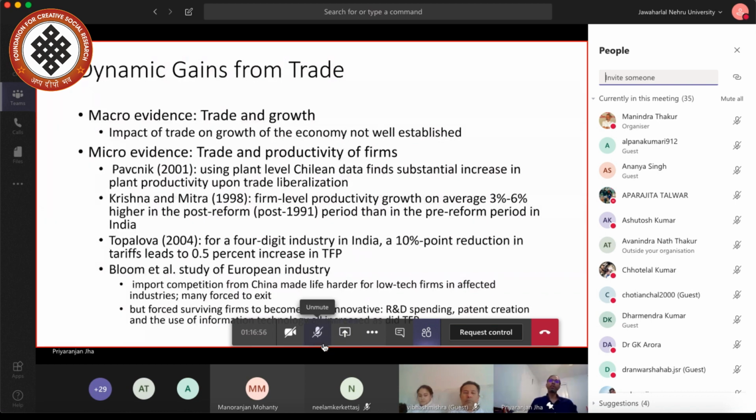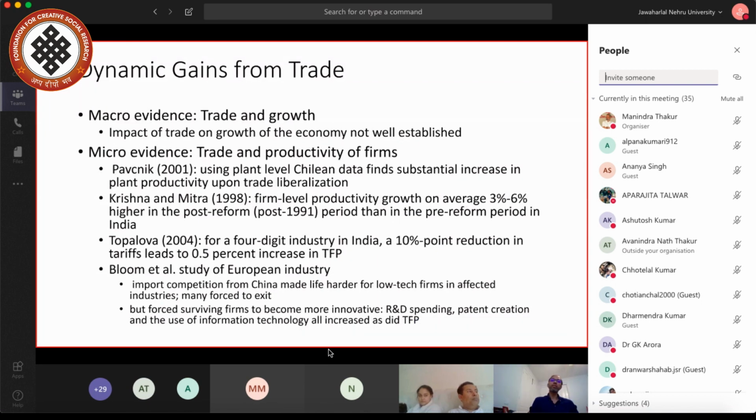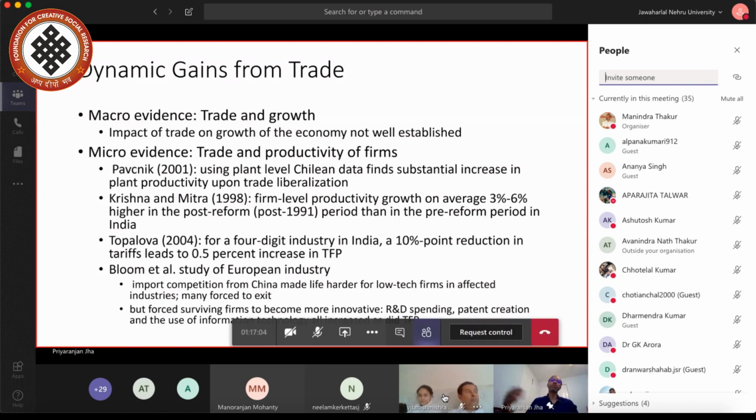Okay, now we come to the dynamic gains from trade. Earlier we were talking about just a one-time gain. It's like, in trade terms, maybe your production possibility frontier shifts one time, but can trade help the growth process? Can it give a boost to growth? That is, can it raise the growth of a country from 3% to 4%? Now the evidence on that is less clear cut.